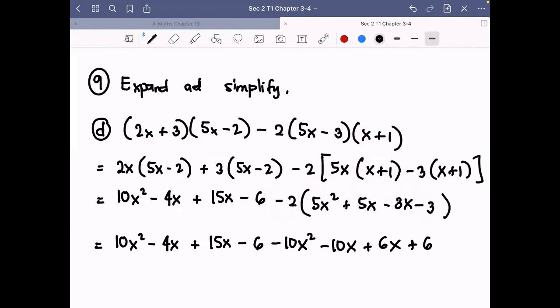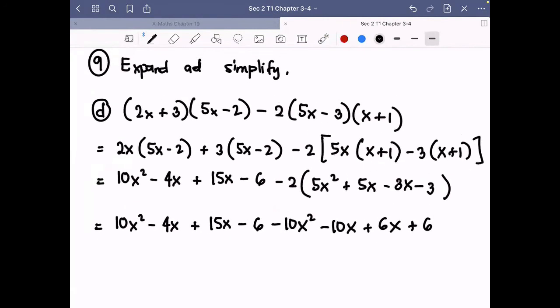Okay, so are you still there, Sec 2? All right, this is the last step. So we're almost done. So 10x squared, so we can simplify this now. And then minus 10x squared, so what happens? It's 0, right? So I don't have anything to write here.